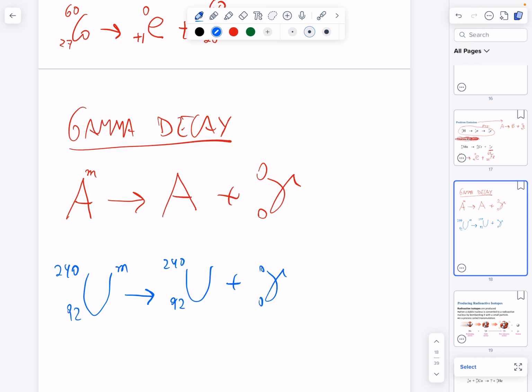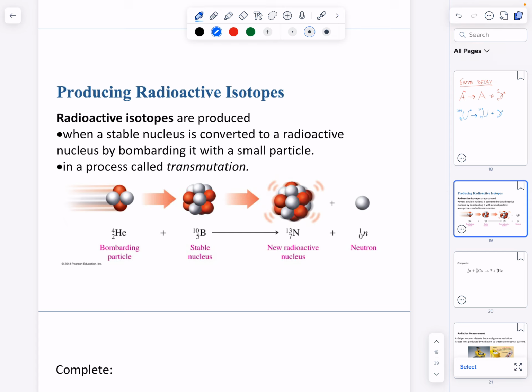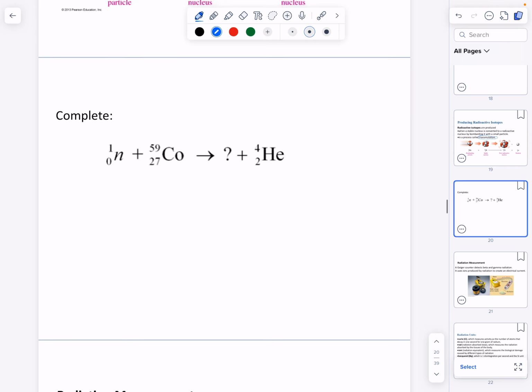Okay, now this is the transmutation that I was talking about. These are the man-made reactions. This is the equation that we already see: it has to be a stable nucleus that we are going to bombard with alpha particles, and it's going to produce a new nucleus plus some neutrons. Okay, here it says complete. Who is the guy in the middle?